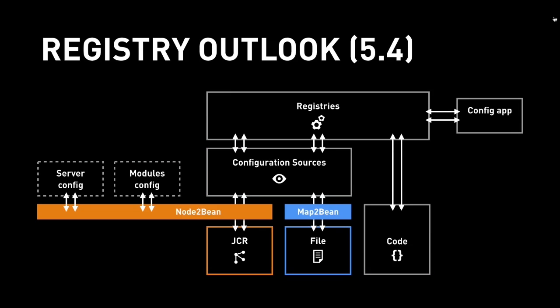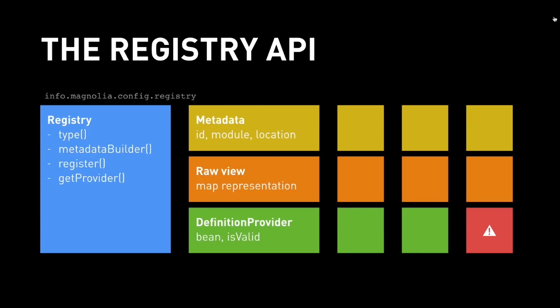With Magnolia 5.4, well, we still have the old config app somehow around for the time being, but the plan is to introduce the new configuration app, and it will be tied at registry level. So it will not show you what's in the workspace, it will show you what is currently live on your system. As you can see, we replaced the managers by common abstractions for configuration sources. We have a new map to bin component, which does the same as node to bin, but that helps us read those YAML files. And we also keep the same compatibility layer as we had before.